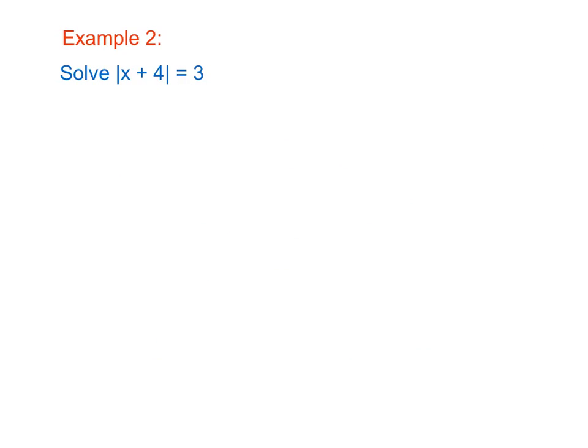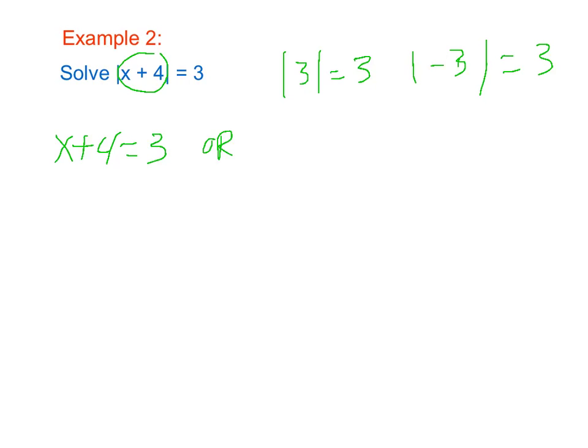Alright, so if we look at this equation, we've got the straight bars around the x plus 4, so we read this, the absolute value of x plus 4 equals 3. Well, we know the absolute value of 3 equals 3, and the absolute value of negative 3 also equals 3. So all of this x plus 4 could equal 3. It could also equal negative 3. So we've got x plus 4 could equal 3, or x plus 4 could equal negative 3. So if we had 3 inside that circle here, that would be true. And if we had negative 3 in there, that would be true.